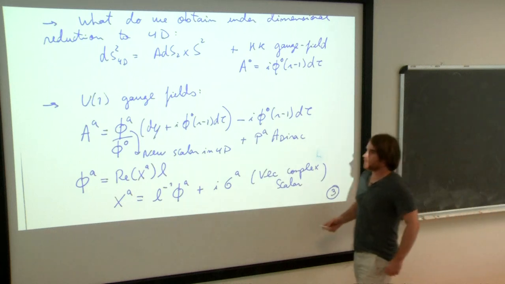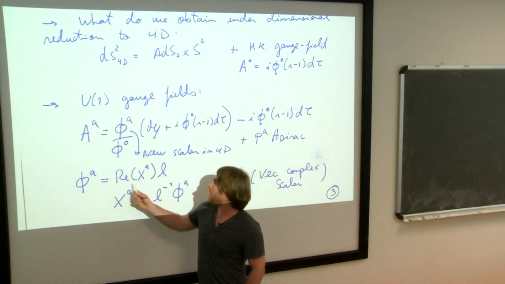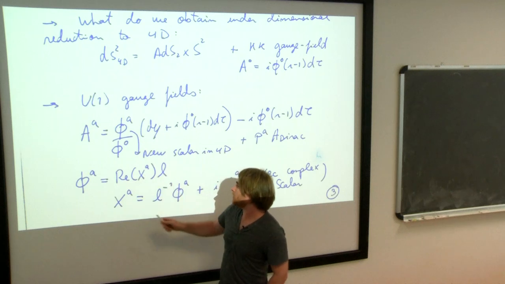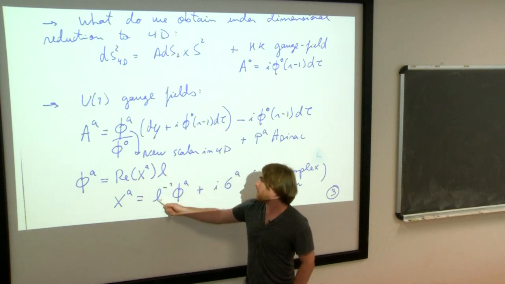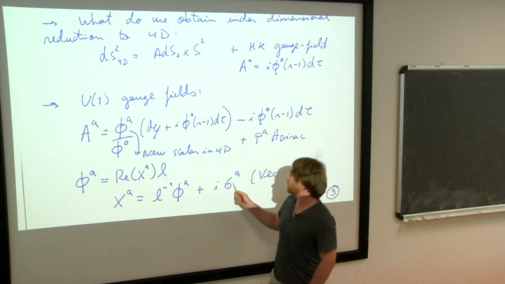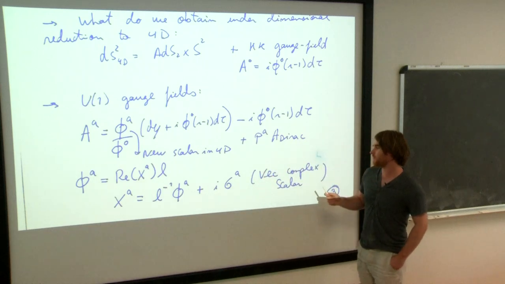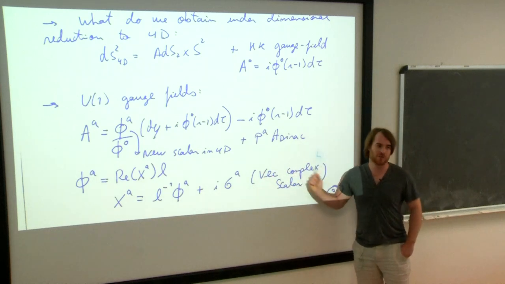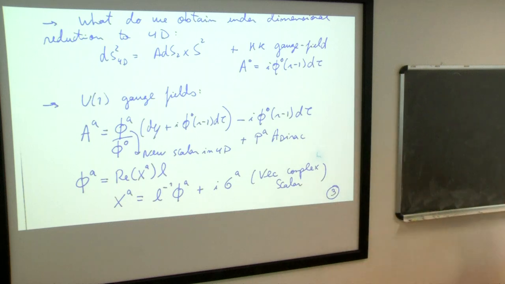What is that scalar field? So basically, phi A is the real part of x^A times L. So x^A is the scale L minus 1, phi^A plus i sigma^A. It's a complex scalar field, and it belongs to the vector multiplet. Casual reduction.